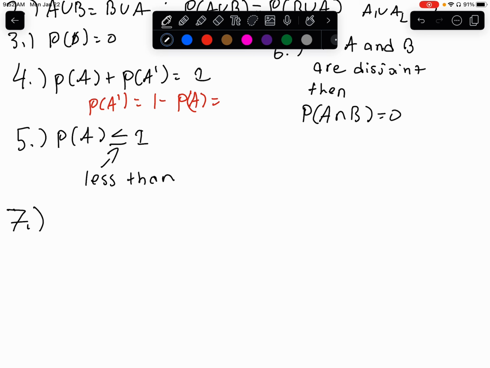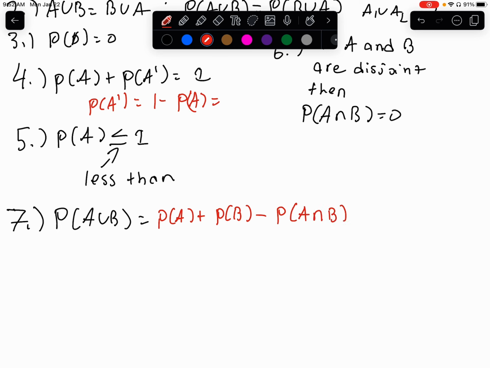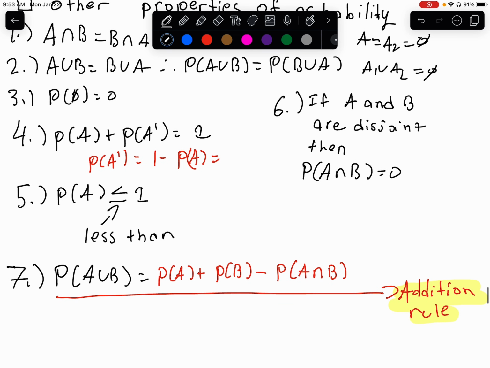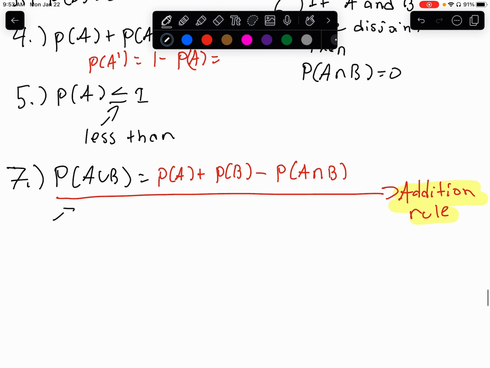For any two events, A and B, we have P(A union B) equals the probability of A plus the probability of B minus the probability of A intersection B. We can call this the addition rule. We can highlight this addition rule. This is very important. Remember, this is for 2 events.